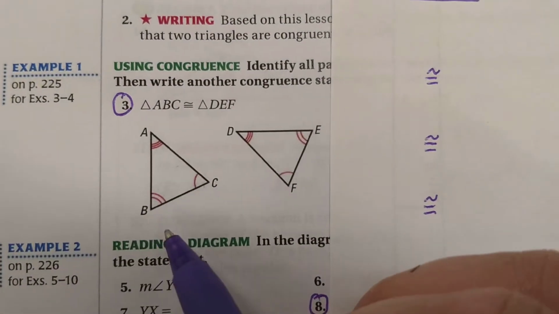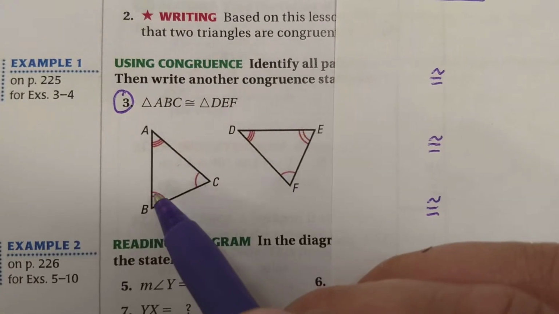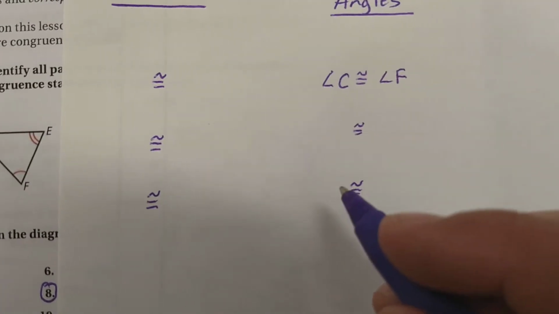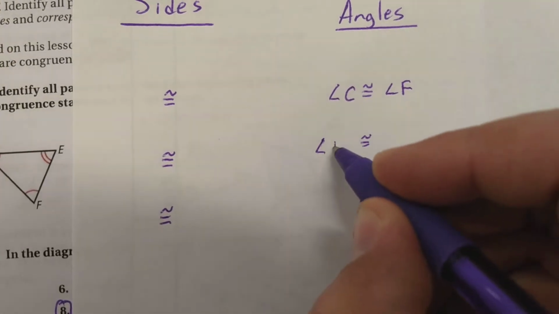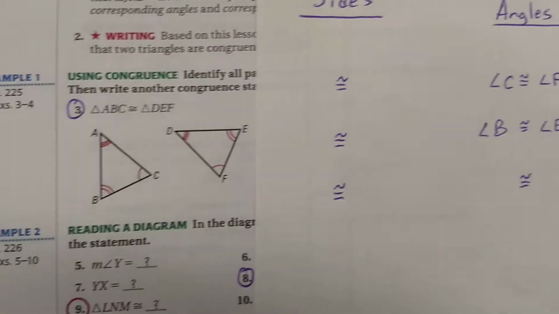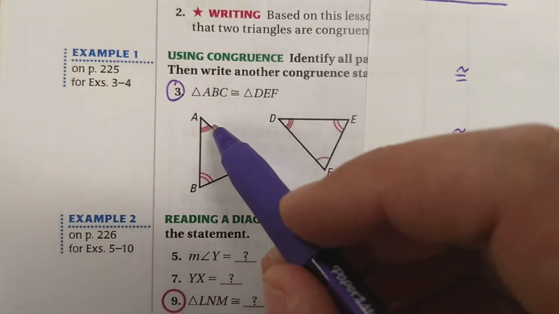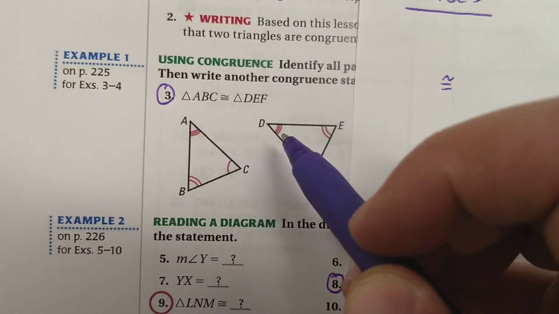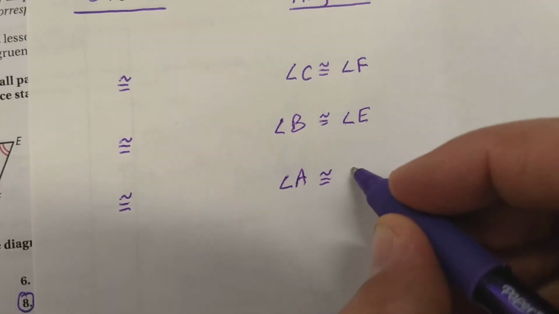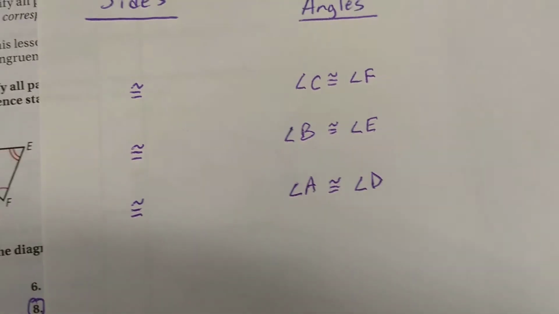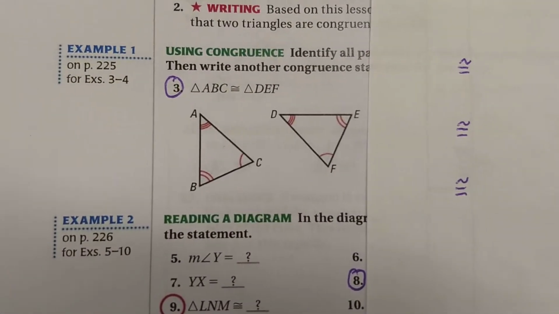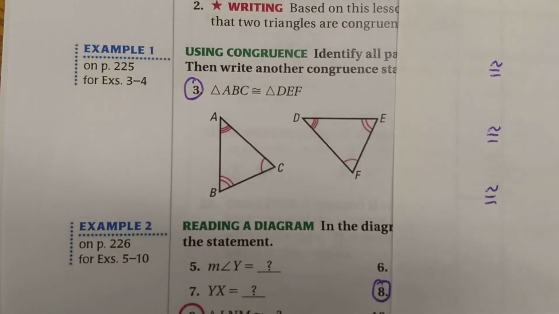Let's look at another one. In that first triangle we have two arcs here with B and two arcs here with E. So angle B must be congruent to angle E. And then the last one, 3 marks on A and 3 marks on D. So angle A is congruent to angle D. Okay, so that's all of our angles that are congruent, our three pairs of angles.